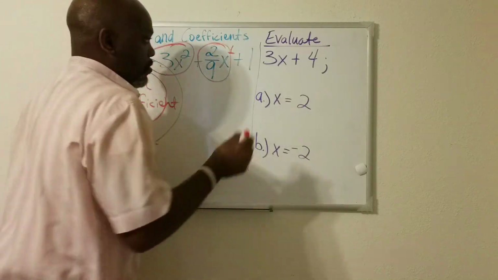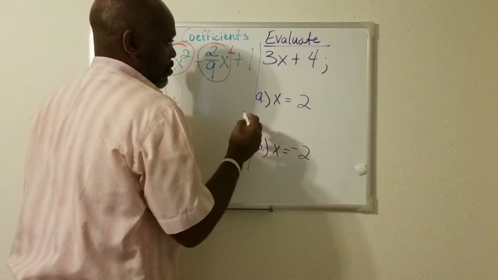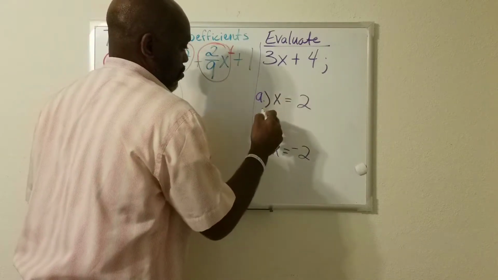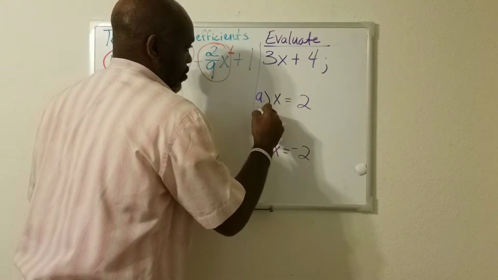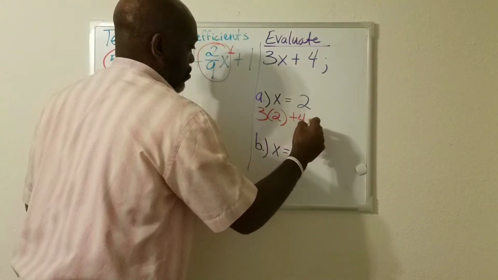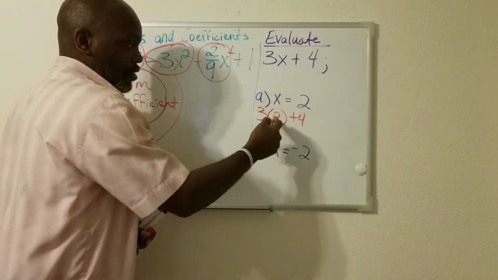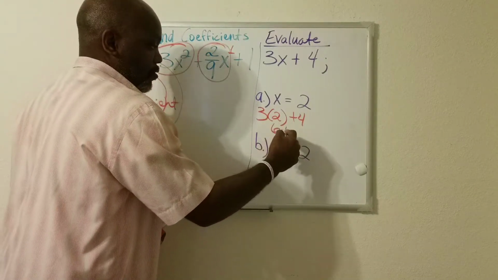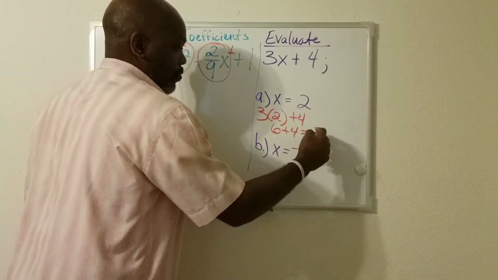Well, we replace the x. I guess it doesn't really matter where we start. Replace the x with 2. Then we do order of operations. 3 times 2 is 6. 6 plus 4 would be 10.